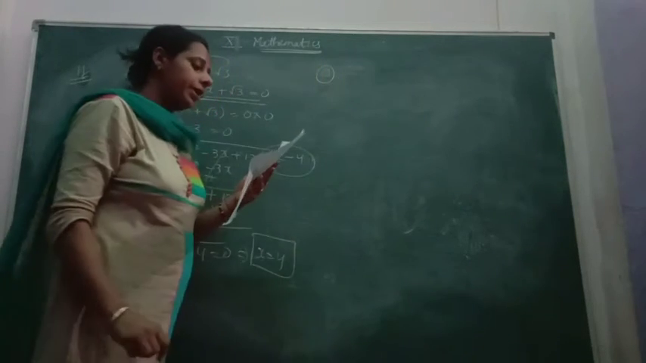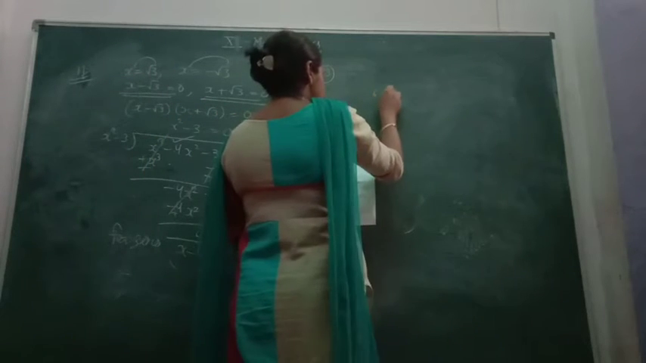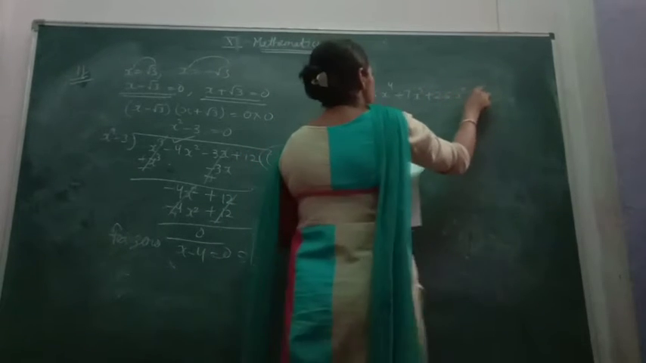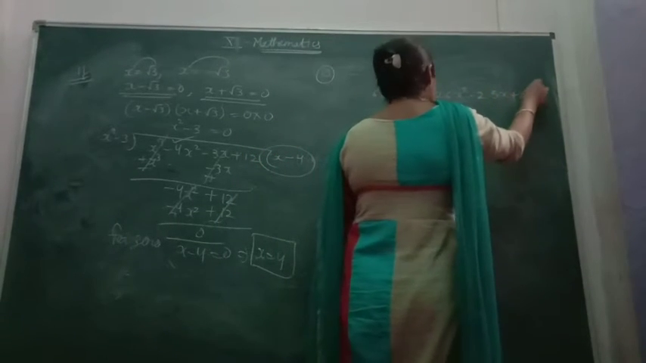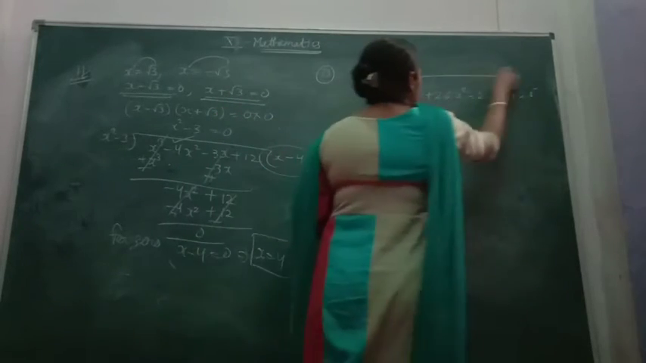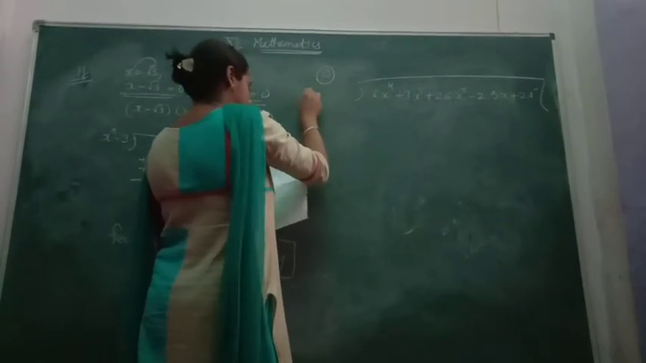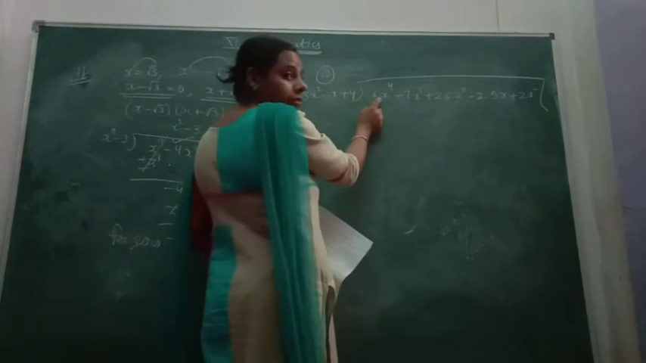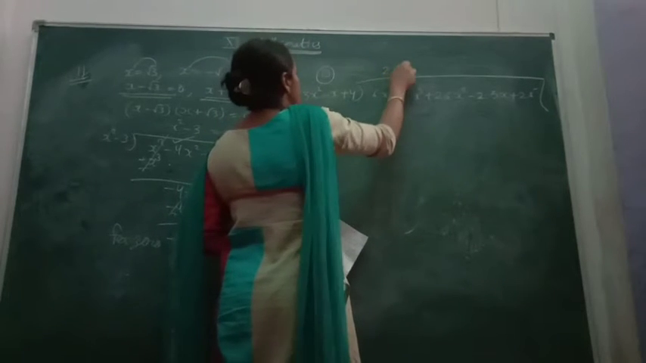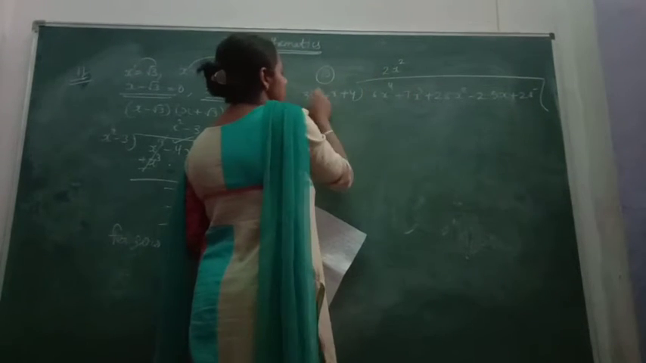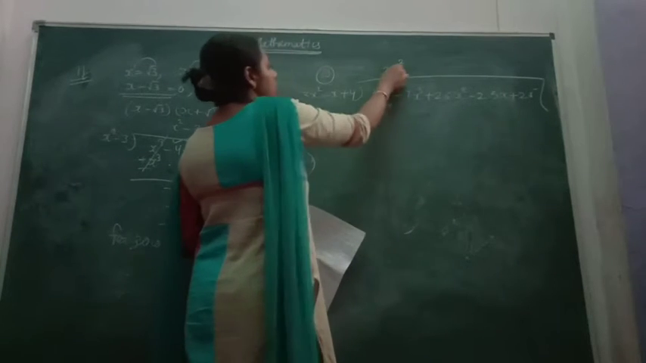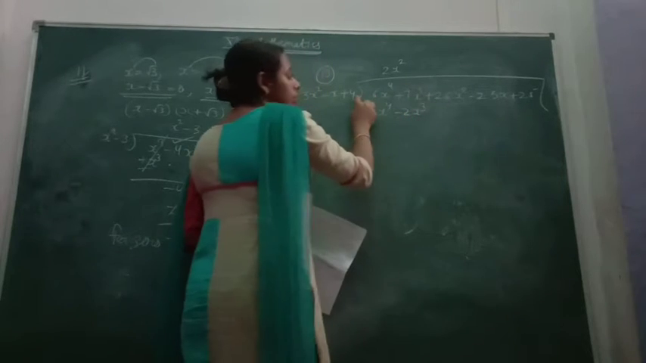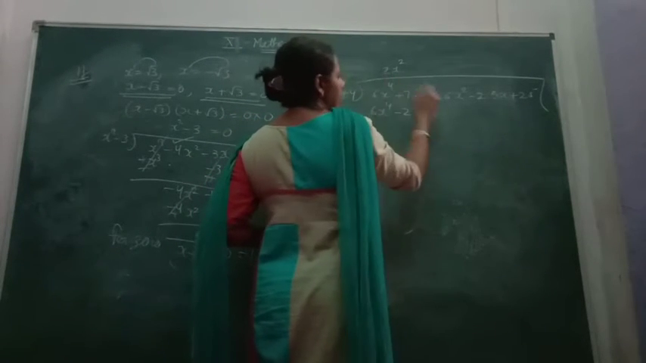What should be subtracted from 6x power 4 plus 7x cube plus 26x square minus 25x plus 25 so that it is exactly divisible by 3x square minus x plus 4? Okay, first you have to create the first term, so you have to multiply with 2x square. You will multiply these terms, you will have 6x power 4. When you multiply with minus x, you will have minus 2x cube. Multiplying with 4, you will have 8x square.